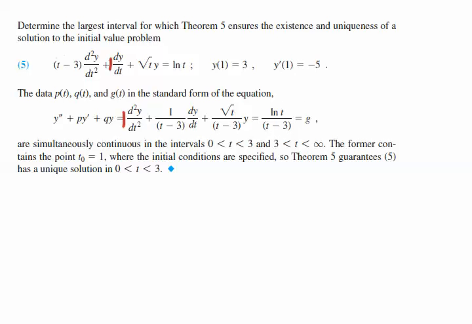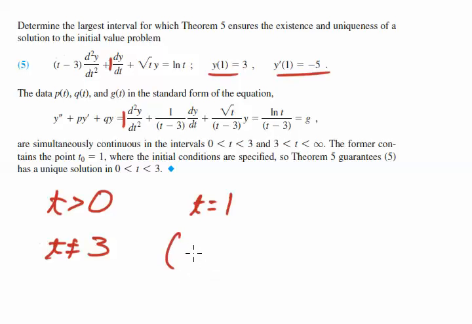Now the domain of natural log t is strictly greater than 0, and the domain of 1 over t minus 3 is t is not equal to 3. So the domain we could have, if we're using t equals 1 at the beginning, then the range on this is t0 is less than t is less than 3.